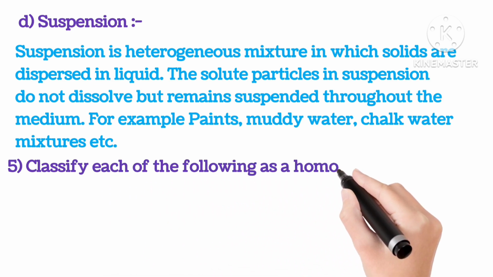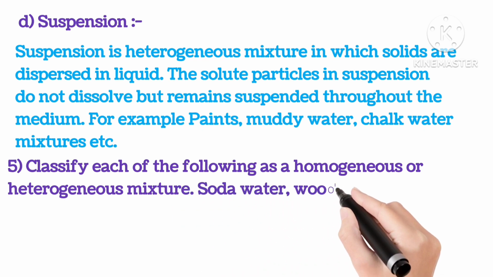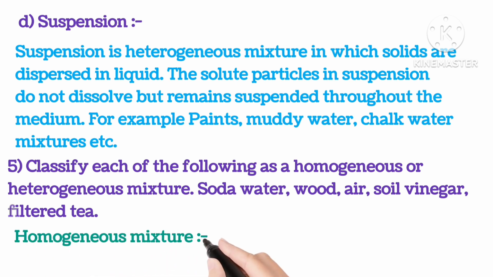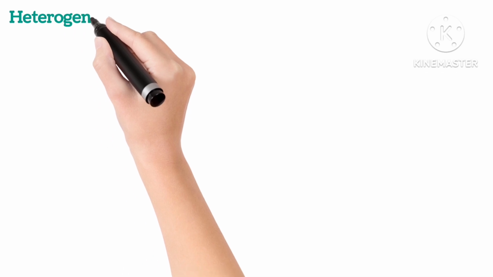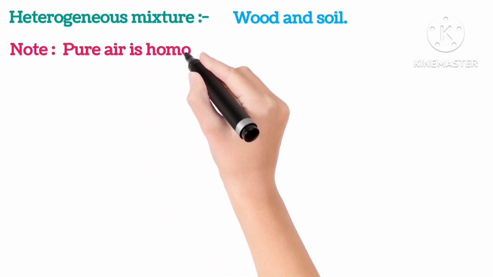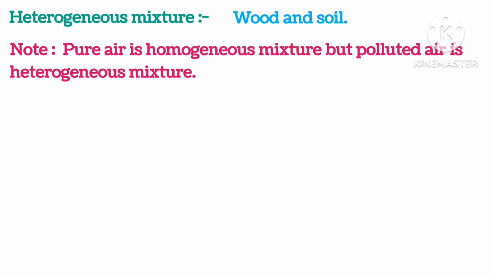Classify each of the following as homogeneous or heterogeneous mixtures: soda water, wood, air, soil, vinegar, filtered tea. Homogeneous mixtures are soda water, air, vinegar and filtered tea. Heterogeneous mixtures are wood and soil. Note, the pure air is a homogeneous mixture but the polluted air is a heterogeneous mixture.